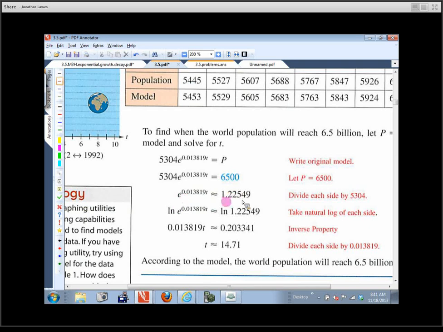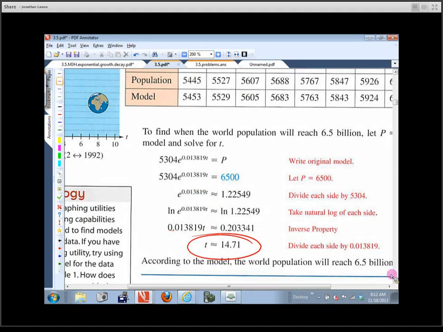Take the ln of both sides. What does taking the ln do to this problem? Undoes the exponential, right? That's why we just end up with the exponent up here. So that's why we've got the 0.013819t. And then over on this side, this is the ln of that ugly number right there. And then we just divide both sides by 0.013819, and we get this right here. Okay? t equals 14.7. So that's 14.7 years from 1990.